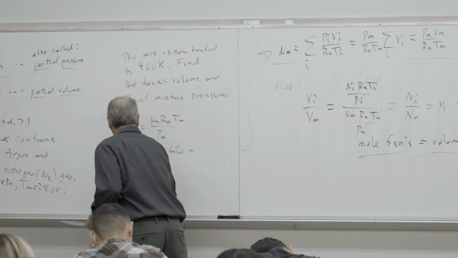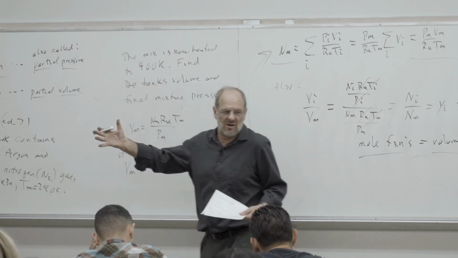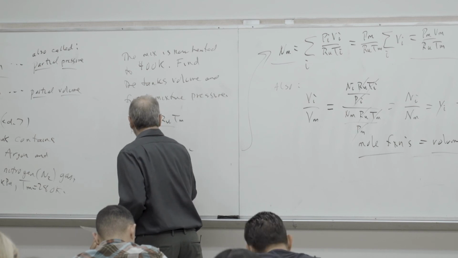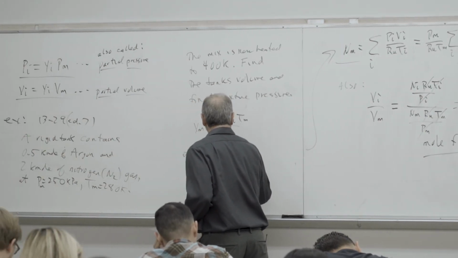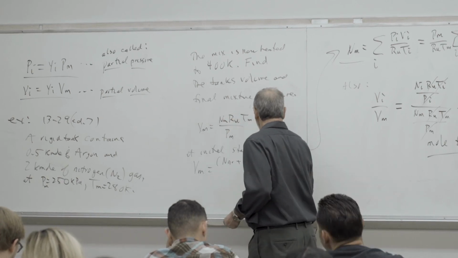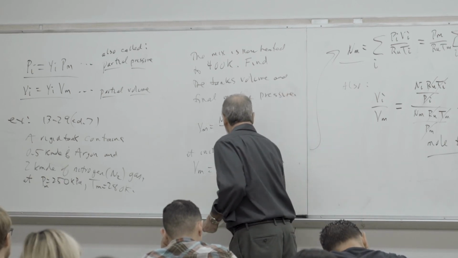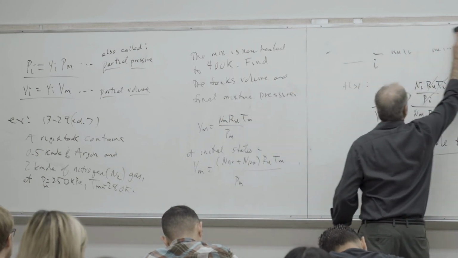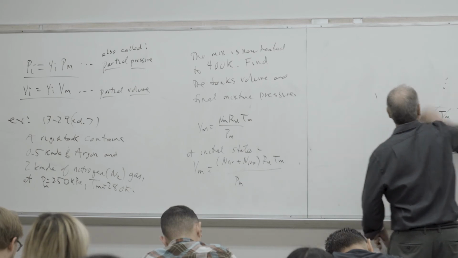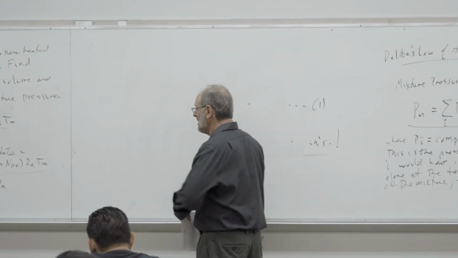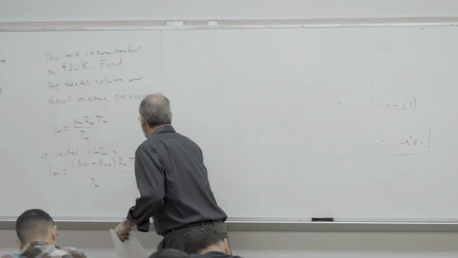So at the initial state, and of course it's a rigid tank, the volume is going to be the same at the final state, but still we would have the number of moles of the mixture, which is just the sum of the moles of argon and nitrogen, and then times universal gas constant, and then times temperature, and divide by the pressure. So let's just plug in the numbers.